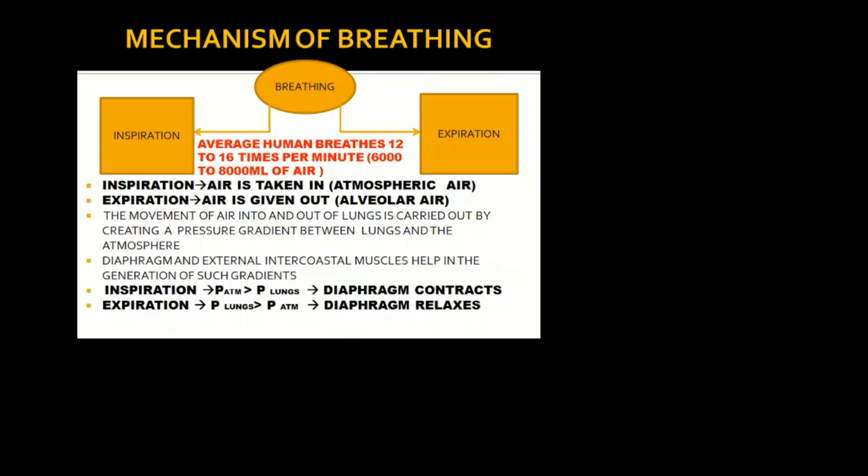Expiration: the pressure of the lungs is greater than the pressure of the atmosphere. Here the diaphragm relaxes, so the volume decreases and the pressure increases. The external intercostal muscles also come back to take the ribs to their original position, which also reduces the volume.